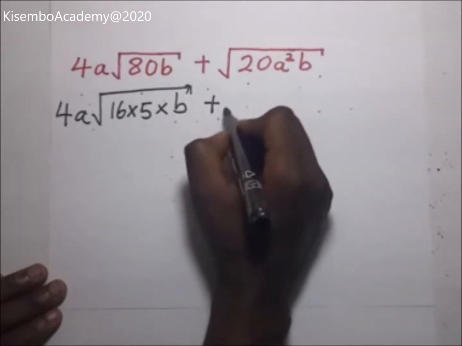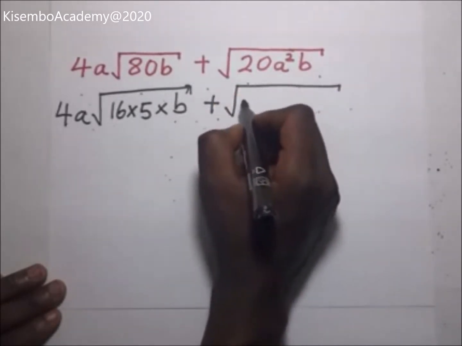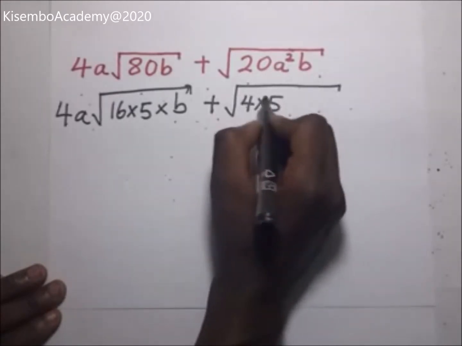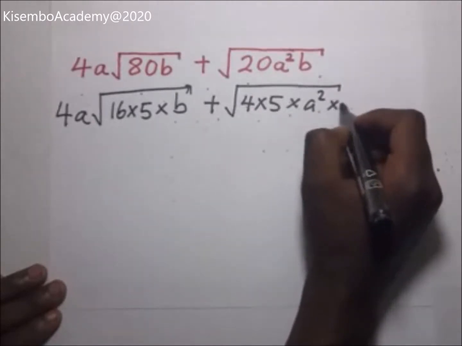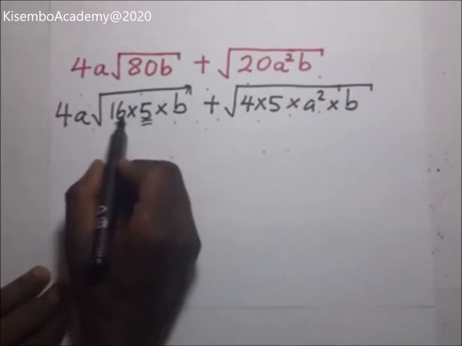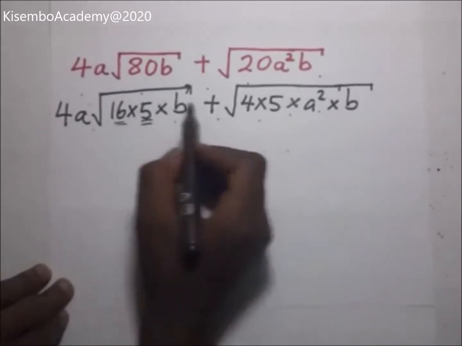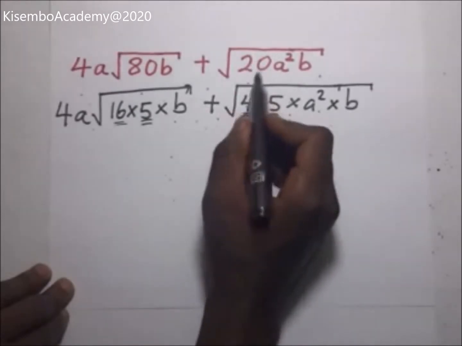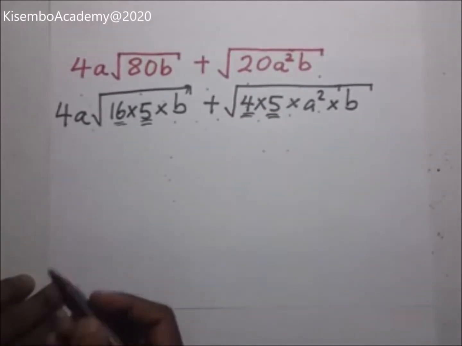Then we have plus. Now the 20 here, 20 is the same as 4 times 5, then times a squared times b. You realize that in the numbers we've chosen here, 16 is a perfect square, so we can easily find the square root of this, which is 4. Even here, in 4 times 5, 4 is a perfect square. So we only choose factors where one of them is a perfect square.